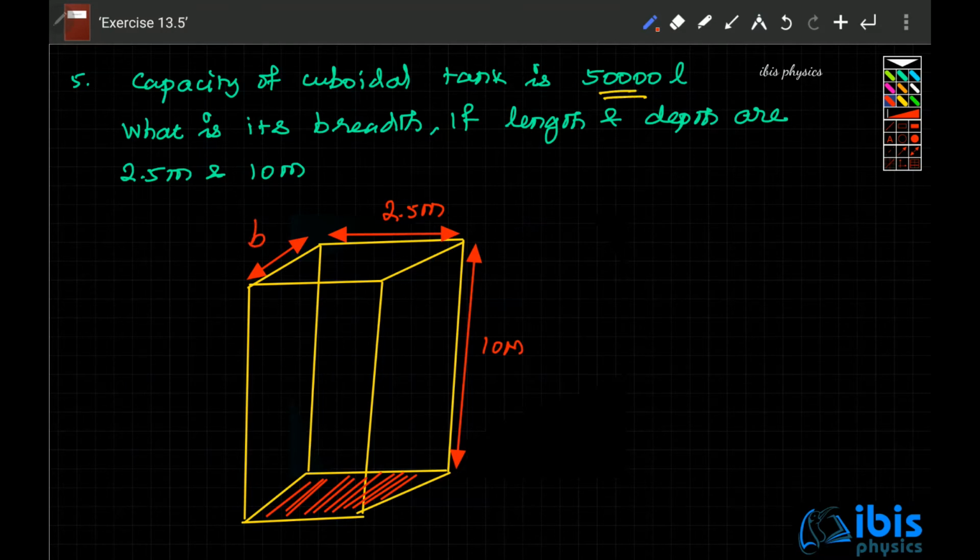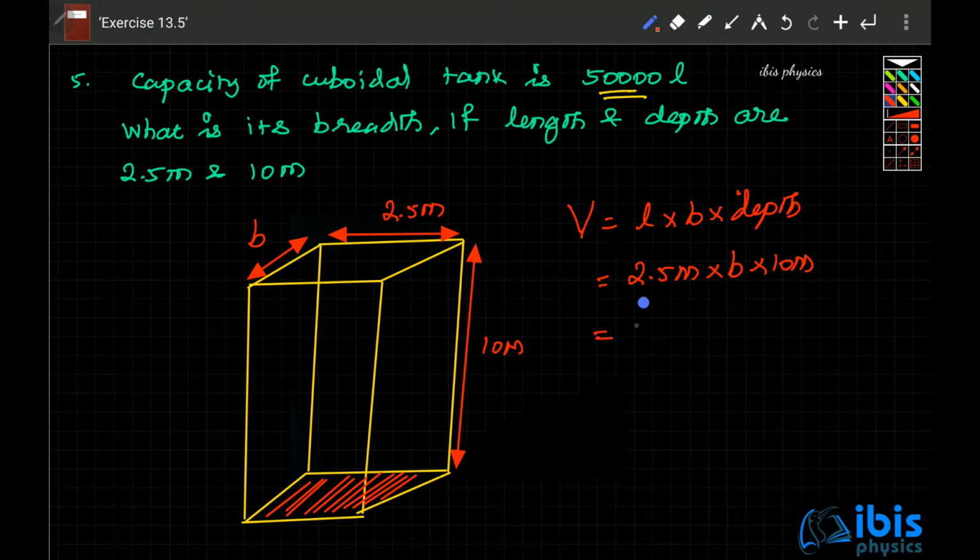The volume of this cuboid is length into breadth into height. Here it is depth, so we can call it depth. So the length is 2.5 meter into breadth we don't know, it is b, into depth is 10 meter. So you can say that it is 2.5 into 10, so 25b, meter into meter, meter square. So the volume of this cuboid is 25 times b meter square, and b is in meters.